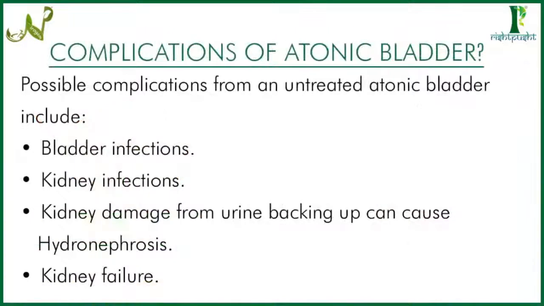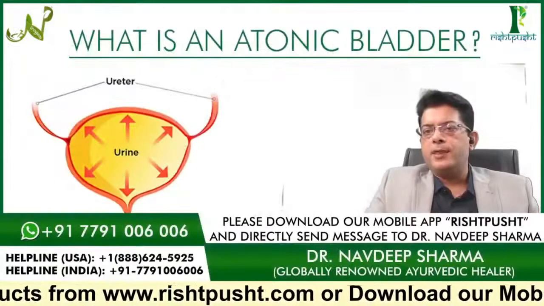Now there are many complications which can arise due to this atonic bladder. Bladder infections can be there, kidney infections can be there, and kidney damage can occur due to the backflow of urine causing hydronephrosis, and this can eventually lead to kidney failure.